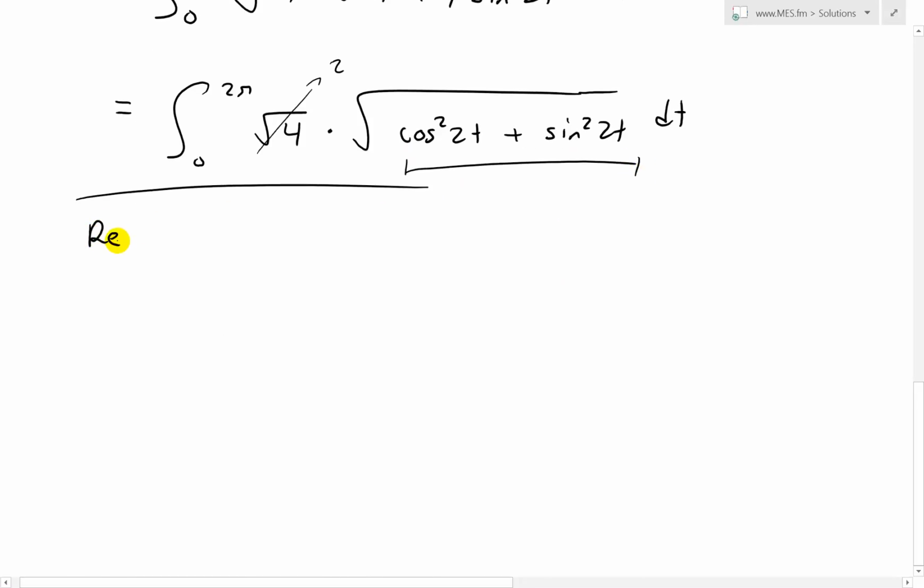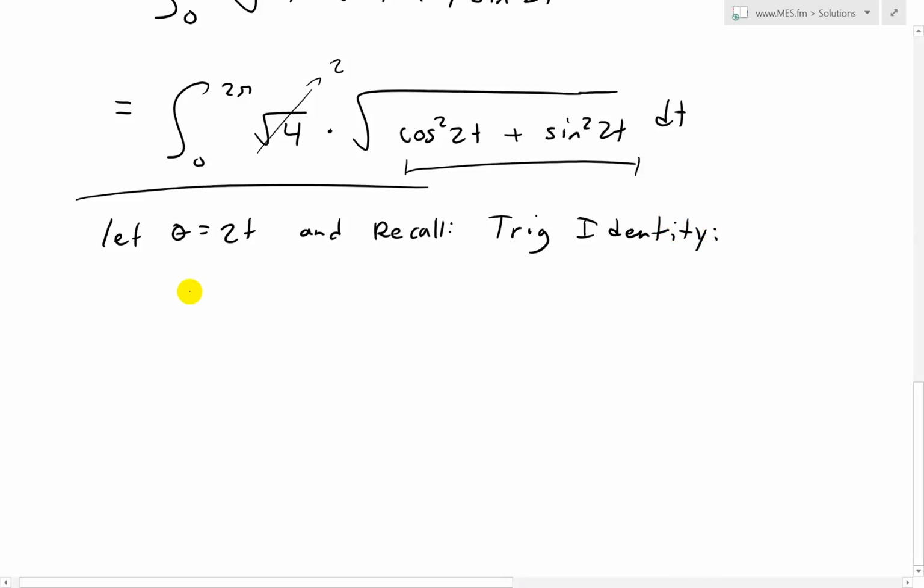So recall, or actually before I do that, what we'll do is let theta equal 2t. That's just theta, and recall the trig identity. I'll put the link in the description below, so check that one out. Basically we have cosine squared theta plus sine squared theta equals 1.